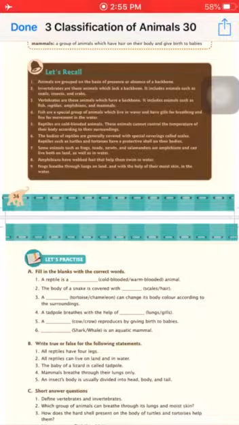An insect's body is usually divided into head, body and tail. So the answer is correct, true.